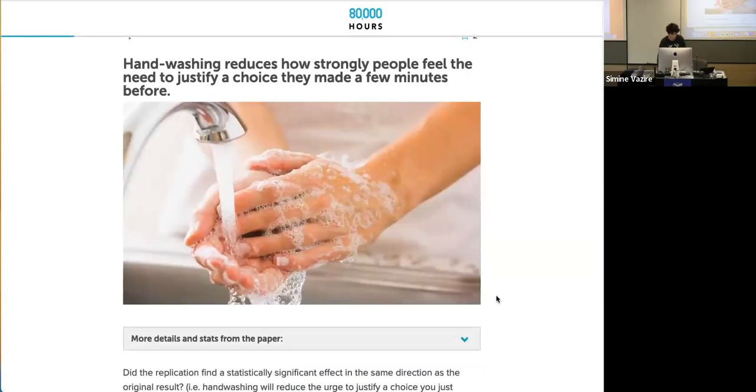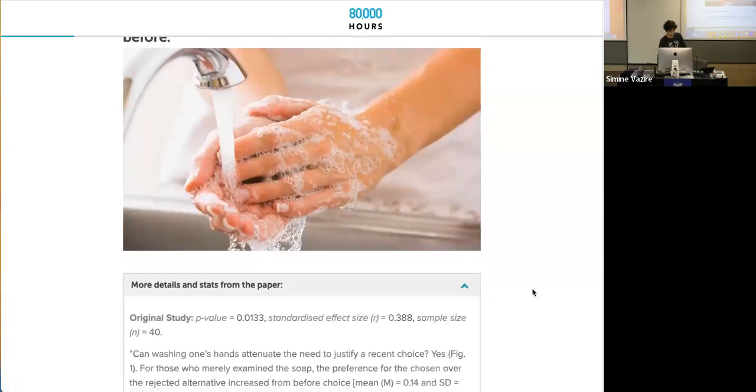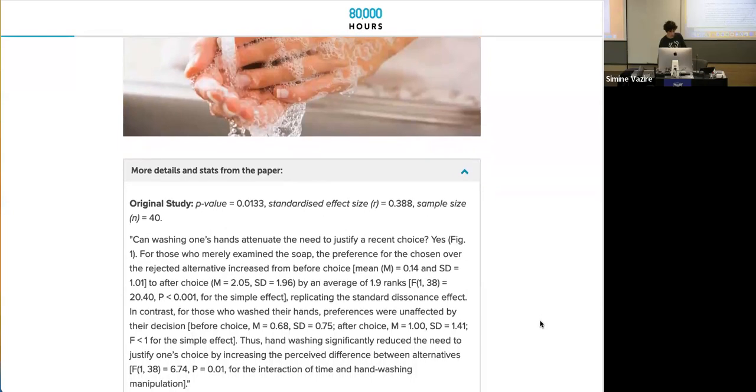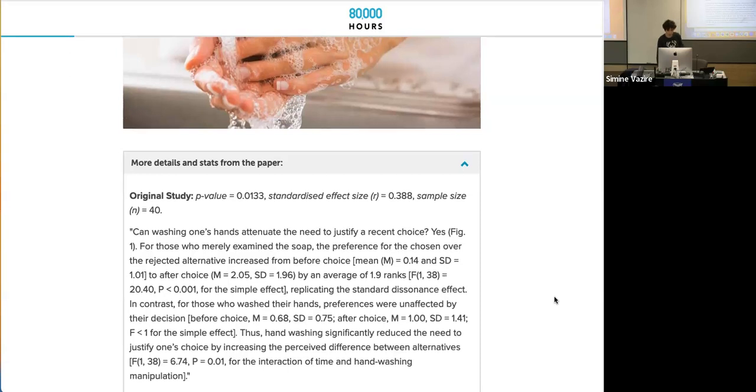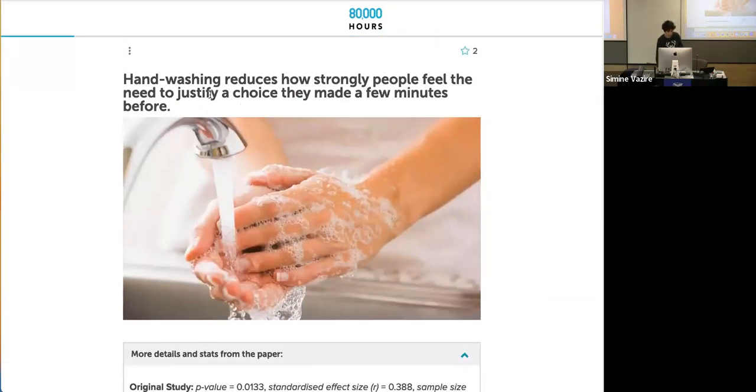All right. Hand washing reduces how strongly people feel the need to justify a choice they made a few minutes before. I think we already saw this one as well, but let's look at the details. So it's kind of hard to tell what they did from this description. So one thing that's important is they made a choice first, and I think we can get that from the headline. So they need to justify a choice.